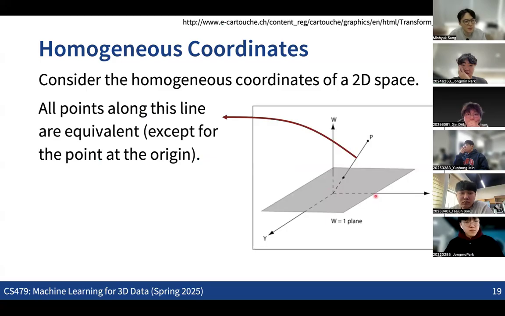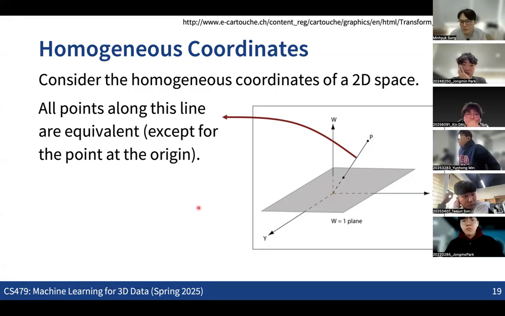So this is a visualization of the 2D case. If we have some additional dimension here, any lines passing through the origin basically represent the same point in the 2D space, except for the point at the origin. So these are the ideas about having the additional dimension in the homogeneous coordinates.